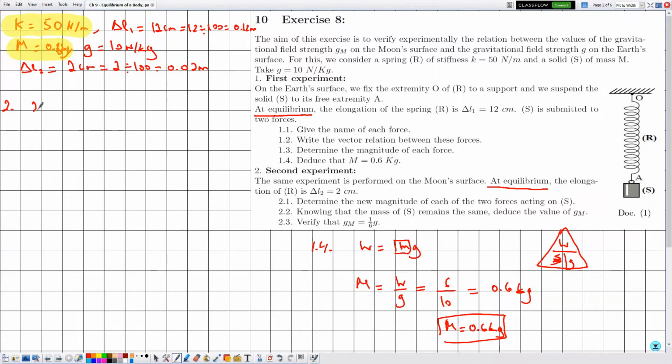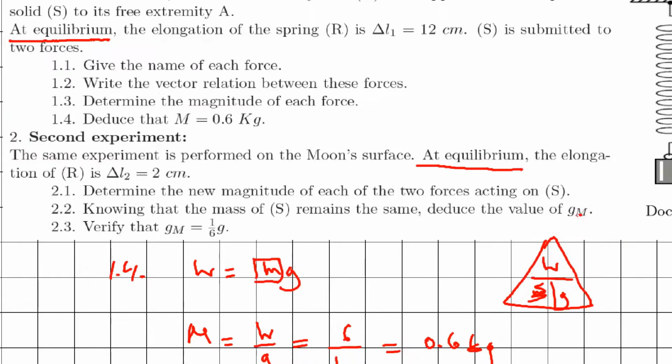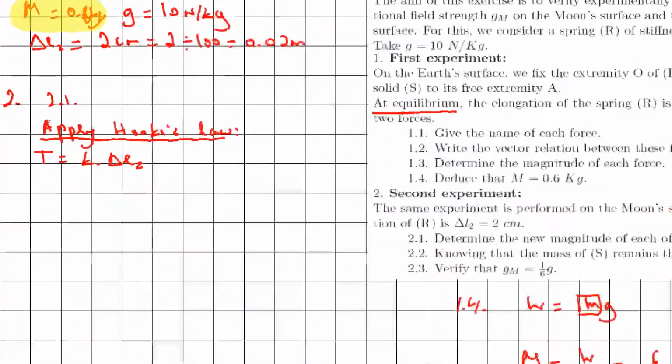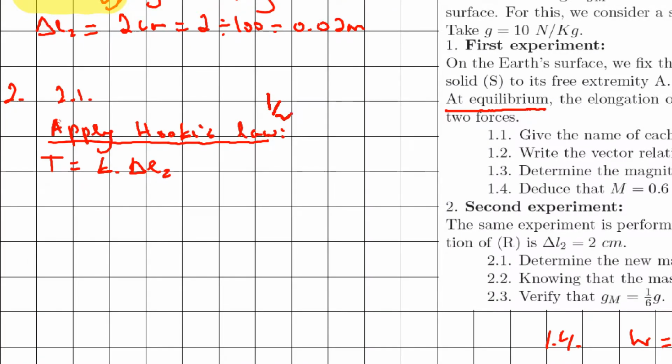Now in 2.1, they are telling us determine the new magnitude of each of the two forces acting on the solid. So notice that this is exactly the same as this. So the same scenario that we have admitted here in order to determine both magnitudes, we will follow here. Then first, let's apply Hooke's law, which is given by T is equal to K delta L2. So always in physics we need to mention the law that we are using. This statement, they give it half a mark.